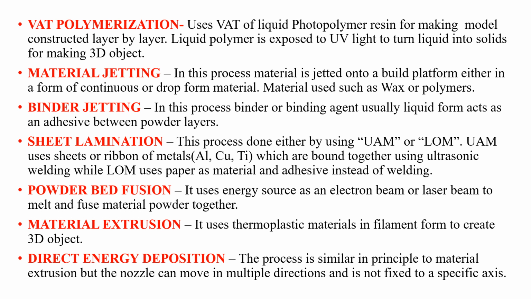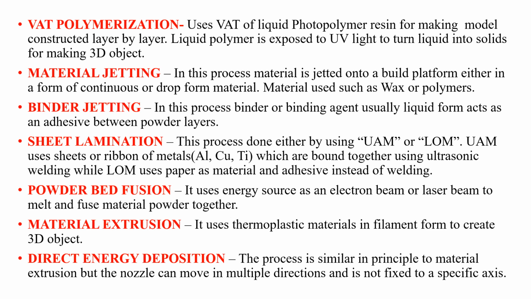Let's see in detail the classification, starting with VAT polymerization. In this particular process, it uses a liquid polymer, photopolymer resin, and this polymer is exposed to UV light to turn the liquid into solid for making a 3D object. Next, material jetting: it can use a material in the form of drops or continuous form, and that material is jetted through a nozzle onto the build platform. The material normally used for material jetting can be wax or polymers.